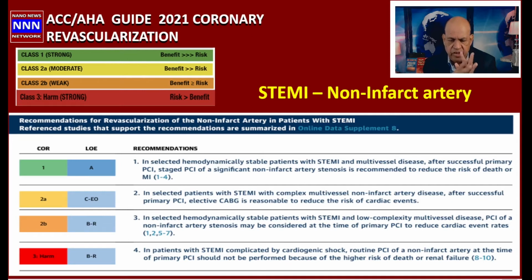However, if these patients have significant triple vessel disease and their left ventricular function is reasonably good, then bypass surgery may be a better option than trying to deal with a non-infarct artery, thinking that improving the circulation would improve the overall left ventricular function. That's wishful thinking, but it doesn't always happen that way.